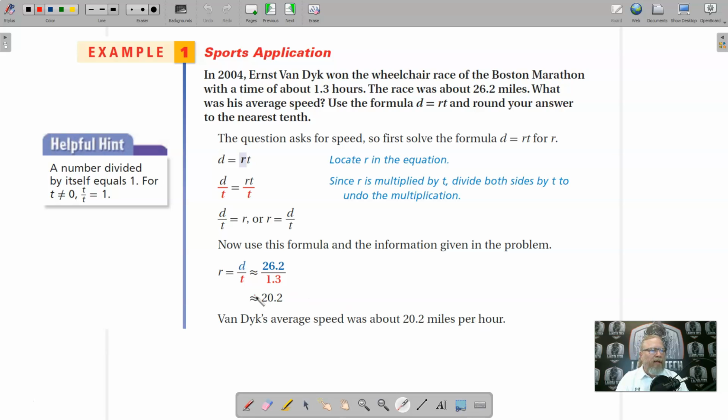Also notice the squiggly lines here. It looks like an equal sign, but it's kind of wavy. This means approximate. It doesn't mean exact, it means approximately. And we would use that because if we look up here in our question, it says about 1.3 hours, not necessarily exactly 1.3 hours, and the race was about 26.2 miles. So since it was about and not exact, we would use the approximation symbol. So this would be approximately as opposed to equal.